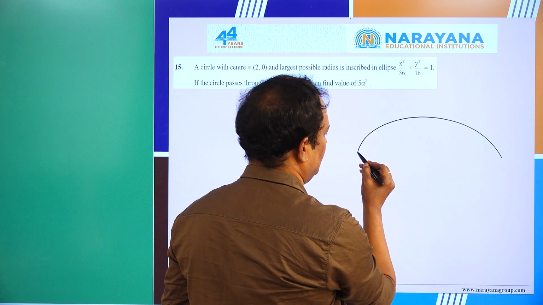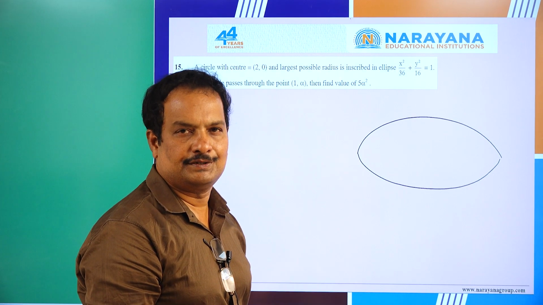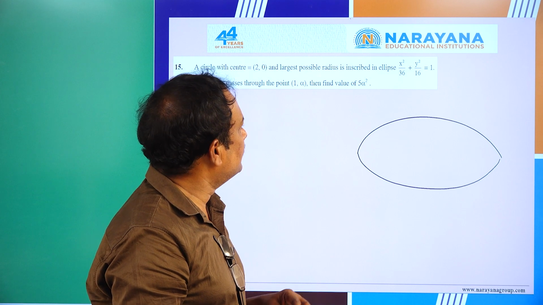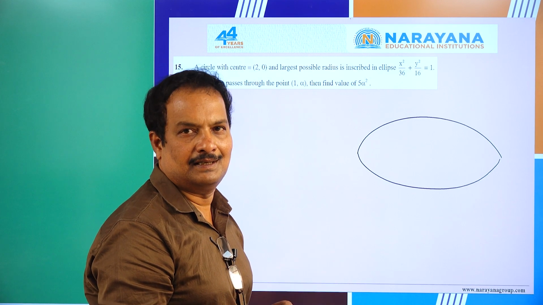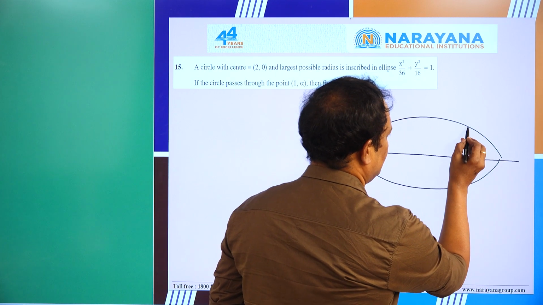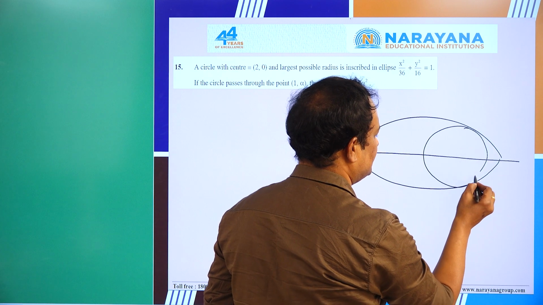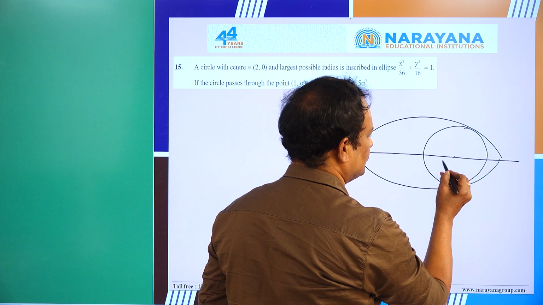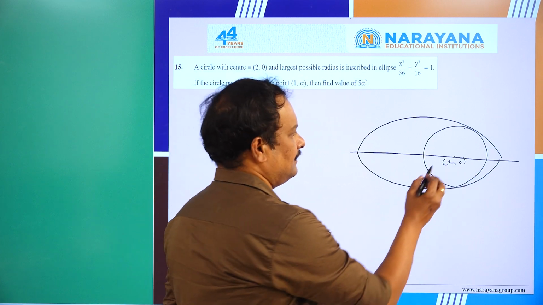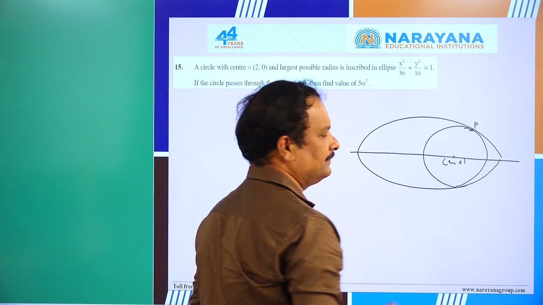Suppose that this is an ellipse, and now they have taken a circle with center at (2, 0). Obviously that is going to lie on the major axis, and the largest possible circle is required. So obviously in this case you can take the circle touching the ellipse, something like this. It is touching, the greatest possible one, center at (2, 0). So center of the circle is given, only thing is the radius we don't know. This is a point of contact, say for example P.